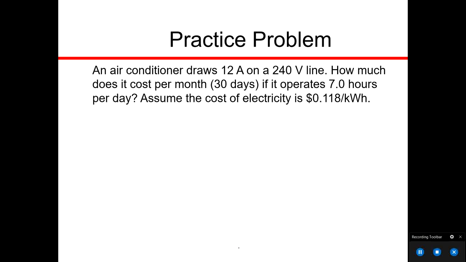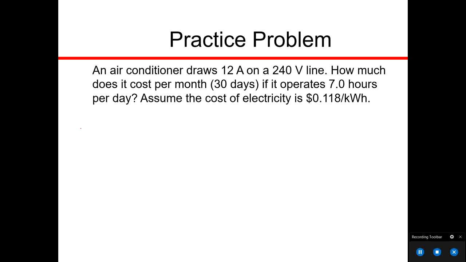Okay, so another practice problem. An air conditioner draws 12 amps on a 240 volt line. How much does it cost per month? So if you're running for 30 days, if it operates at 7 hours per day, assume the cost of electricity again is $0.118 per kilowatt hour. So take a minute, pause this, take a minute to solve this problem before coming back to look at the answer.